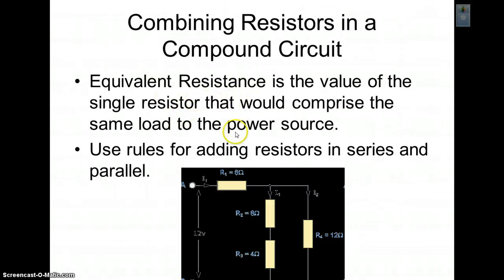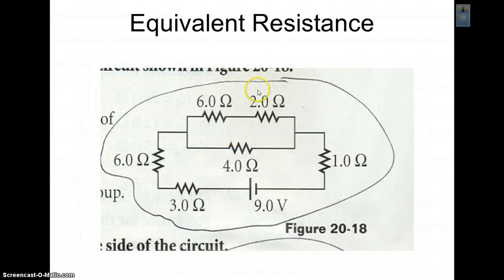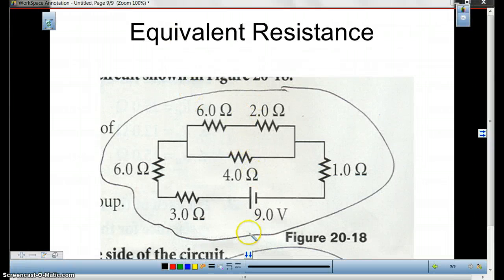Okay, we also can have two different kinds of circuits. We can have a parallel circuit and a series circuit. And here are the rules for adding up resistors in series and parallel. What we're going to do here is look at these. These two are in series, so that's 8 ohms. But now the 8 and the 4 are in parallel.